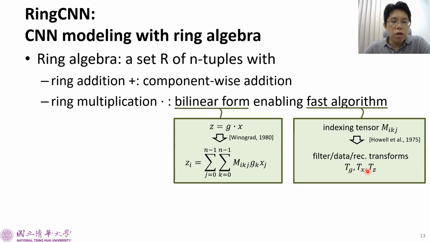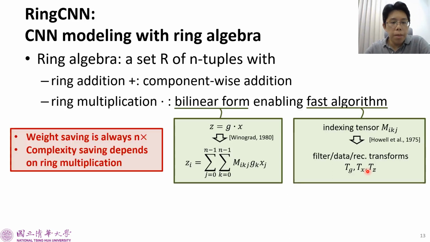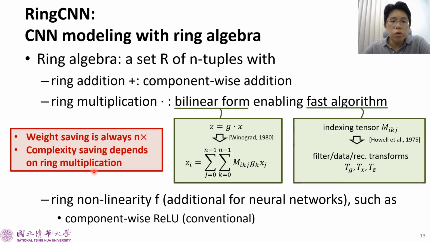So here we can have a quick summary. By using the n-tuple ring algebra, we can always have n times weight saving. But for complexity saving, it will depend on our definition of ring multiplication. In addition to constructing neural networks, we need to define another function, nonlinearity. And a common choice is to use the component-wise ReLU.